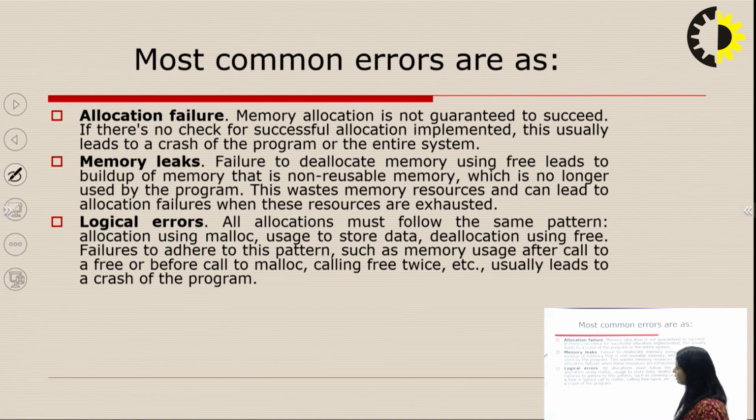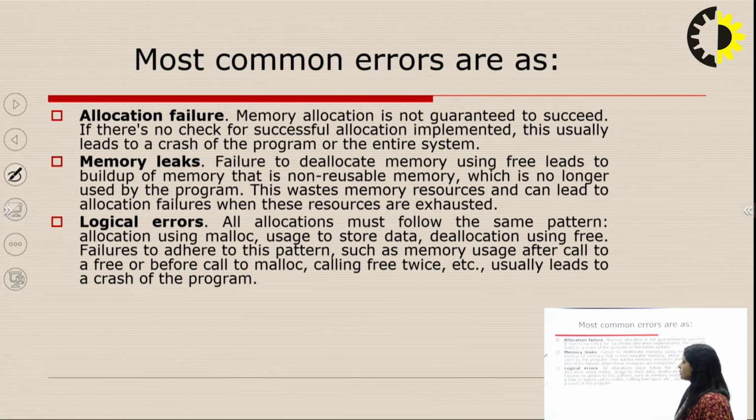Number 1, allocation failure. Memory allocation is not guaranteed to succeed, and if there is no check for successful allocation implemented, this usually leads to a crash of the program or maybe the entire system. Second is memory leaks. Failure to deallocate memory using free leads to a buildup of non-reusable memory, which is no longer used by the program. This wastes memory resources and can lead to allocation failures when these resources are exhausted. This is another common error.